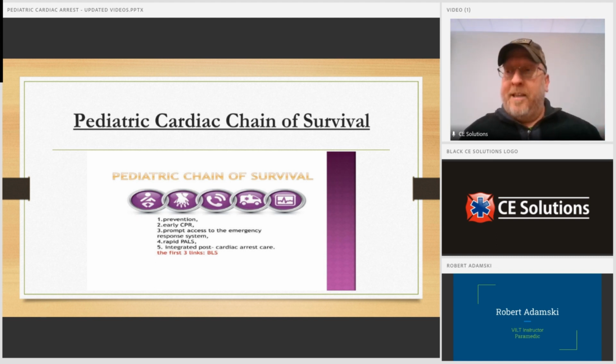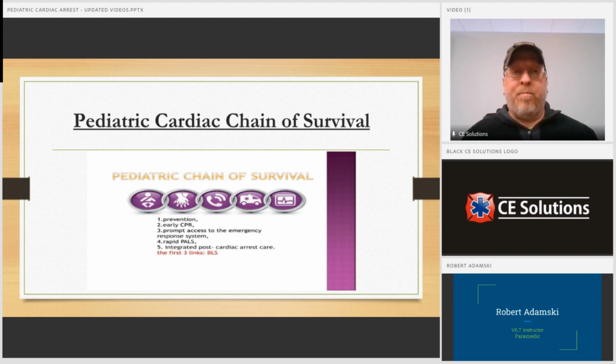Link two is early CPR. Like I said previously, you have no more than 10 minutes, and you may have as little as 4 to 6 minutes to initiate CPR and other resuscitative measures to provide effective perfusion and prevent that clinical death from progressing to biological death and severe irreversible brain damage, where we're not going to be able to bring those patients back. So that's why CPR, the second link in the pediatric chain of survival, is so important.